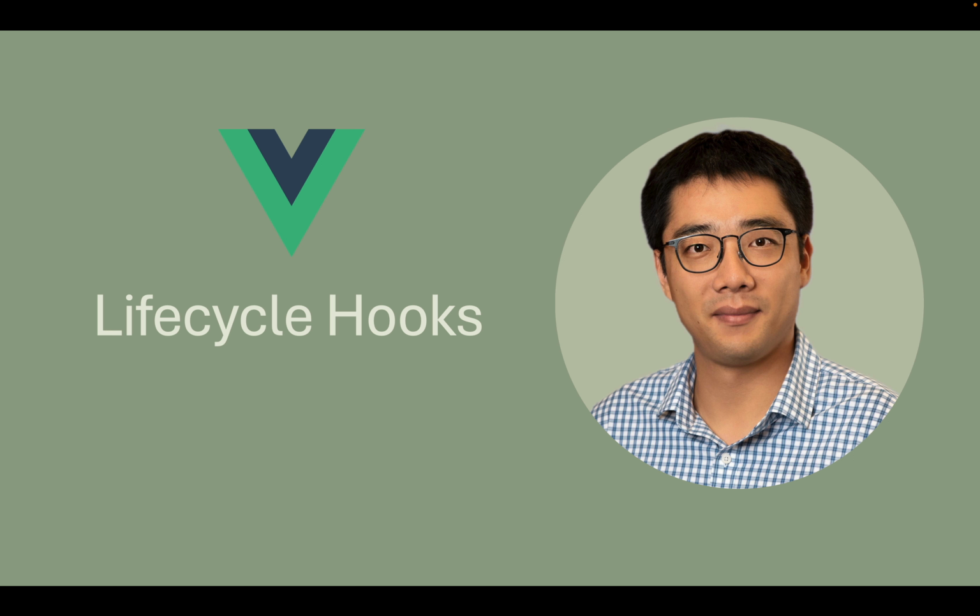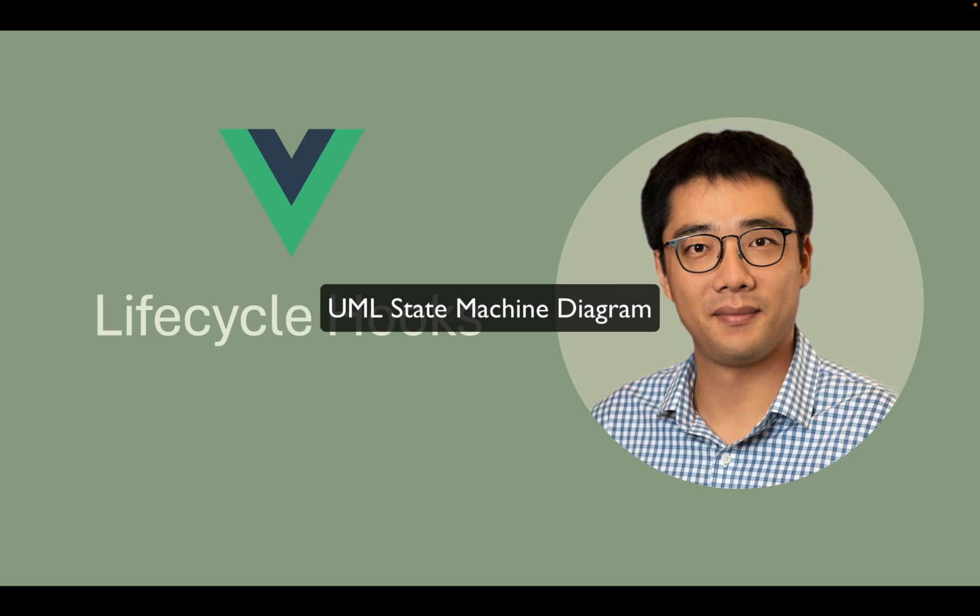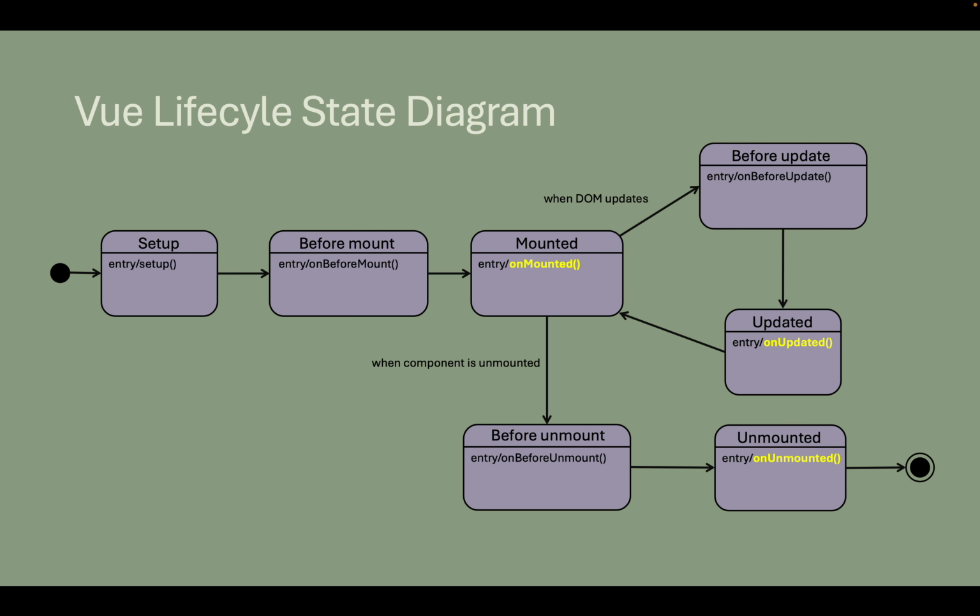I summarized some key states of a Vue component using a UML state machine diagram. Let's take a look. This is an oversimplified state diagram for Vue. Many details are left out here, but I think it's enough to understand the key concepts in Vue's lifecycle. The light purple rectangles with rounded corners represent valid states of a Vue component. Note that at one time, a Vue component can only be in exactly one state.